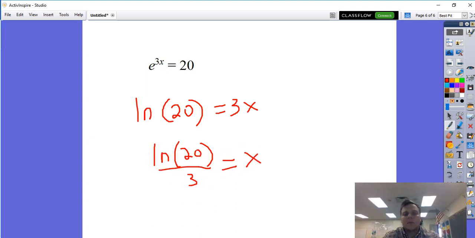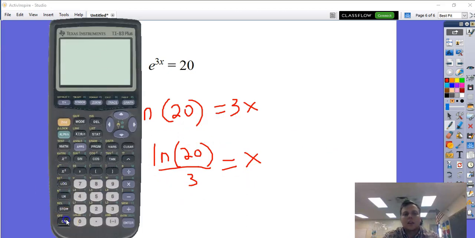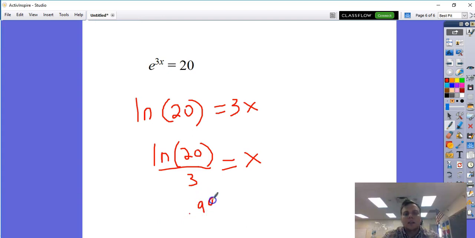So now I'm just going to type natural log of 20 divided by 3 into a calculator. Okay, so natural log of 20 divided by 3. Press enter, and I get 0.998. And then this 7 will bump this 5 up to a 6, so it's going to be 0.9986. And that is approximately what x is equal to. Make sure you realize I put a decimal here. All right, and that's it. That's all there is to number 4.